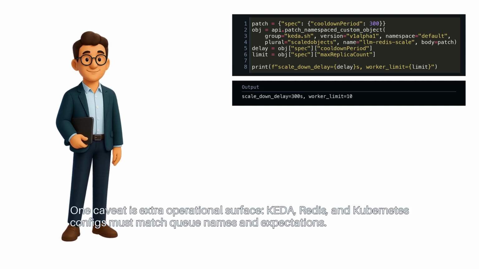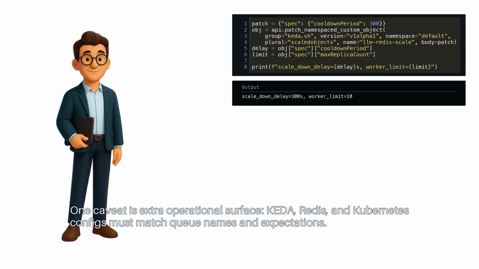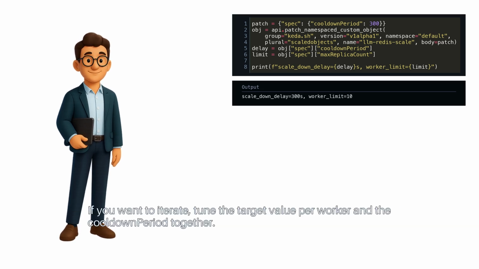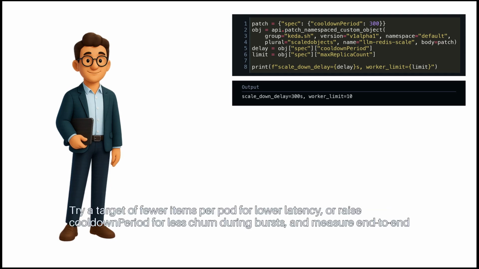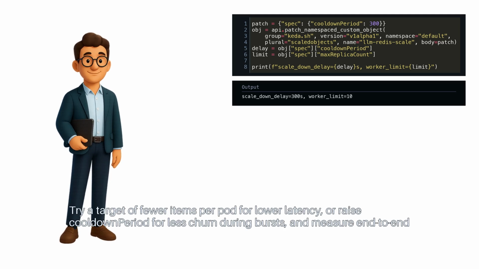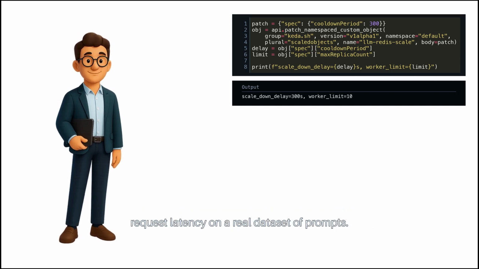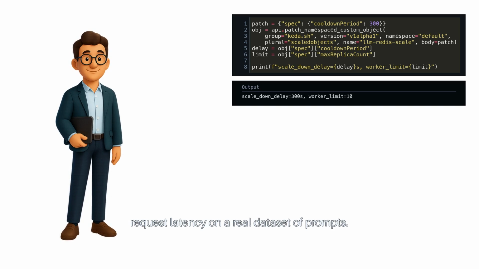One caveat is extra operational surface. KEDA, Redis, and Kubernetes configs must match queue names and expectations. If you want to iterate, tune the target value per worker and the cooldown period together. Try a target of fewer items per pod for lower latency, or raise the cooldown period for less churn during bursts, and measure end-to-end request latency on a real dataset of prompts.